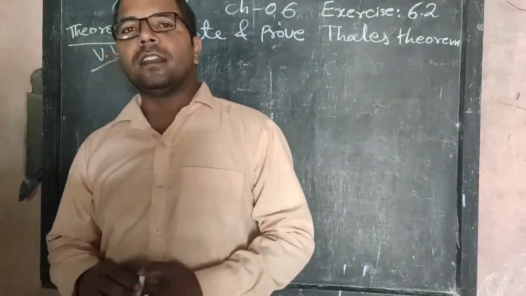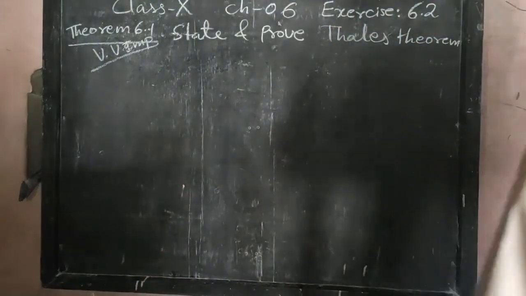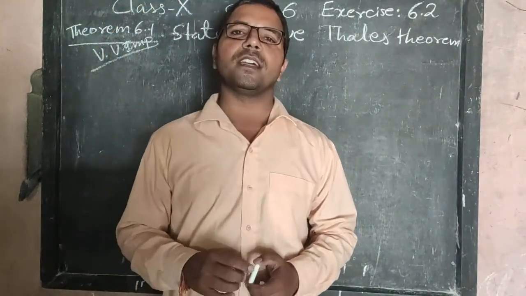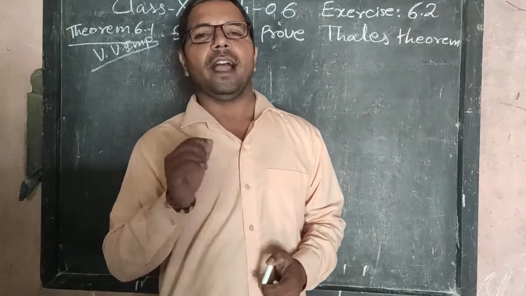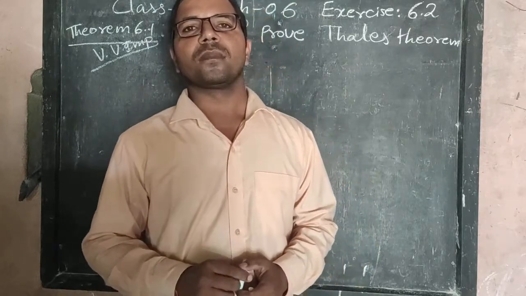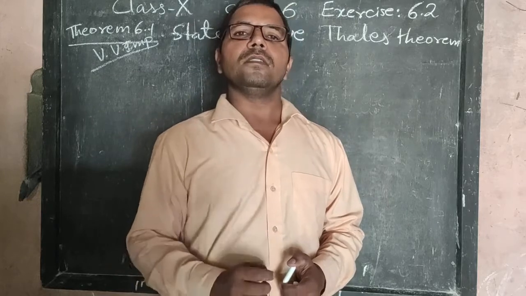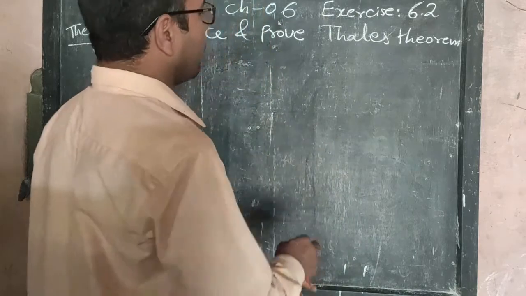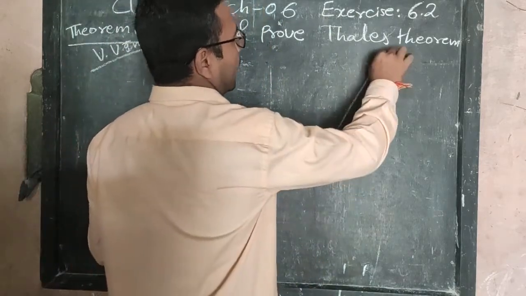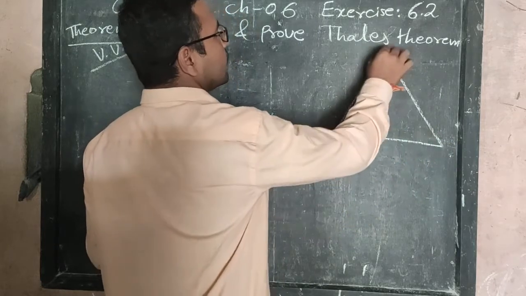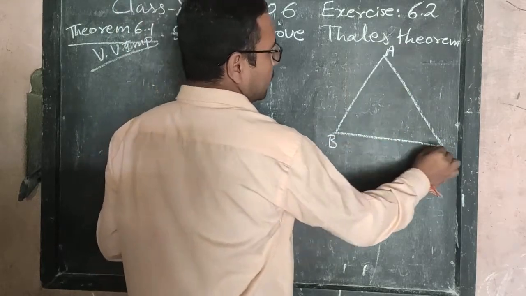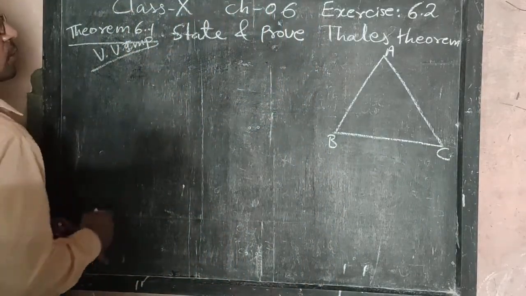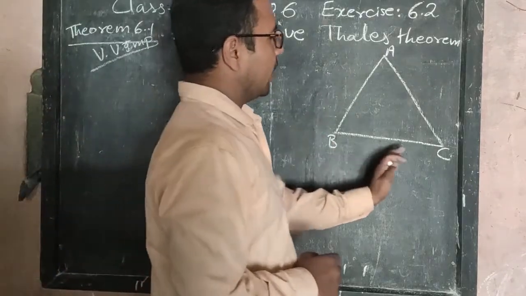So the statement: if a line is drawn parallel to one side of the triangle at two distinct points, then the other two sides are divided in the same ratio. Suppose we are taking one triangle, that triangle is ABC. We will write it in the given also. So we have taken one triangle ABC.